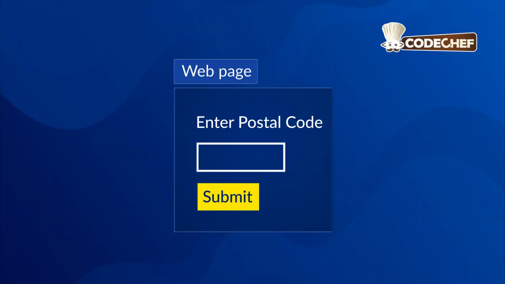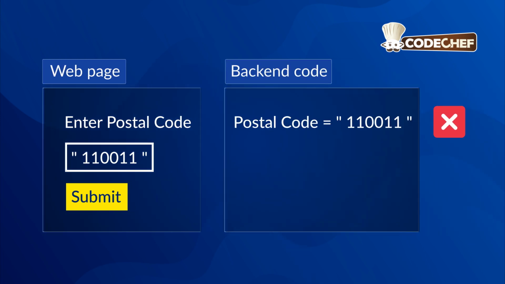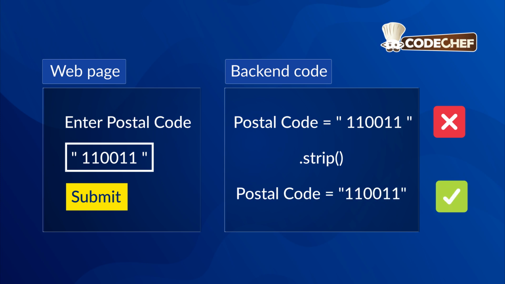So where does this matter in the real world? Everywhere. Think about user input on a website. A user might accidentally type extra spaces when entering a postal code, an email, or a password. If we don't remove that white space, it can cause database lookups to fail or validation to break. A quick .strip cleans the data, ensuring that what you're saving or comparing is exactly what it should be. It's a simple but crucial step for making code robust.